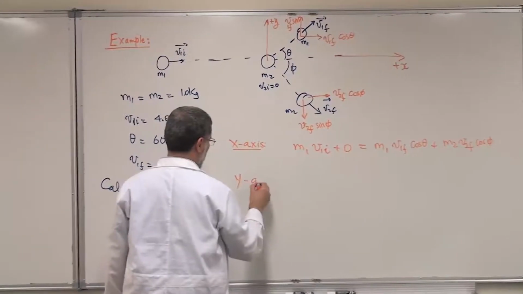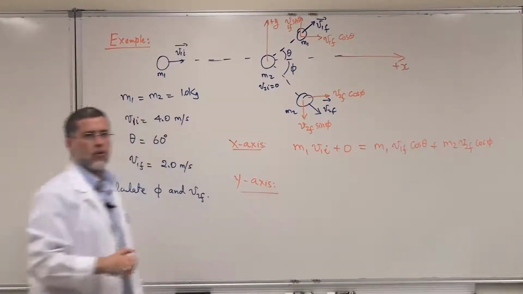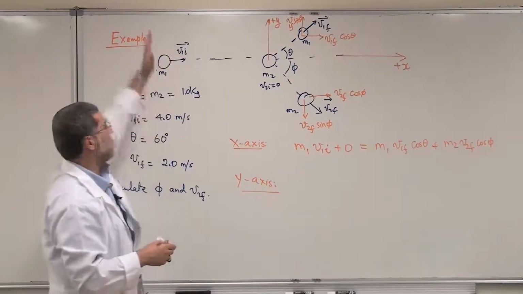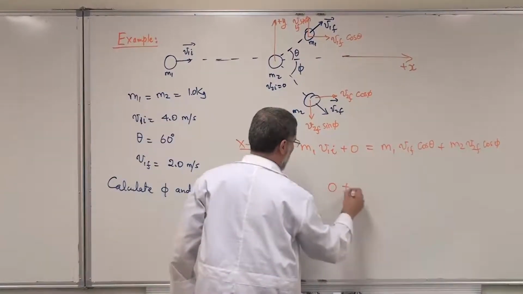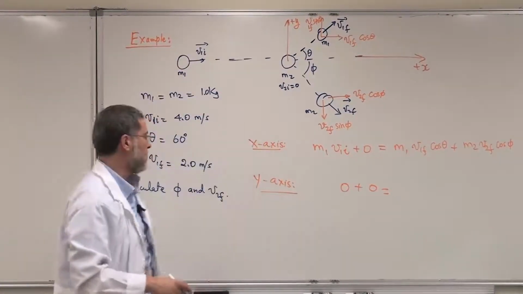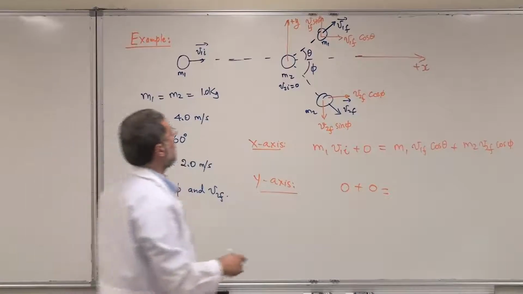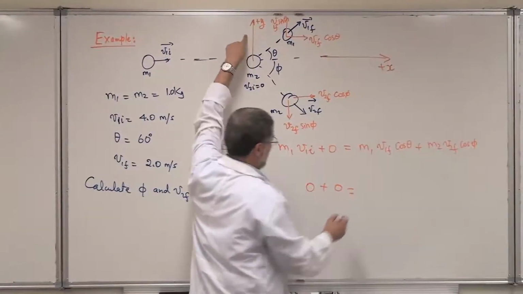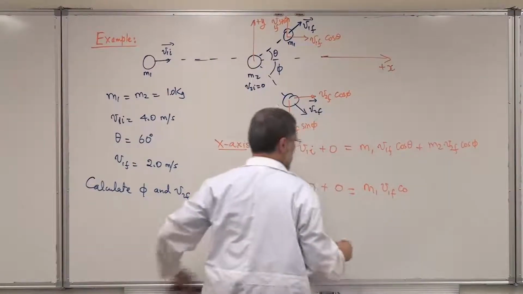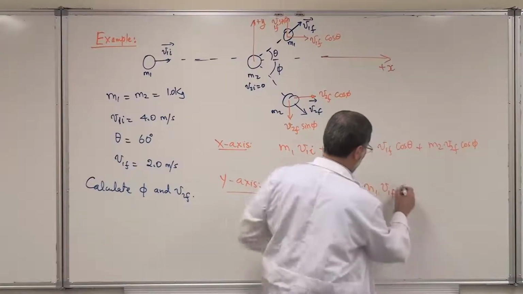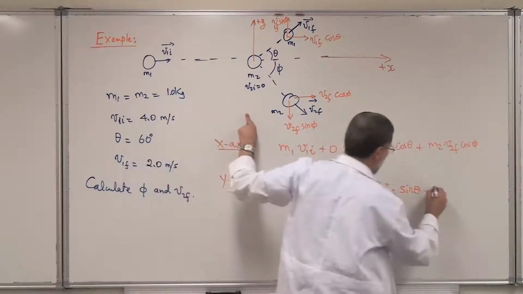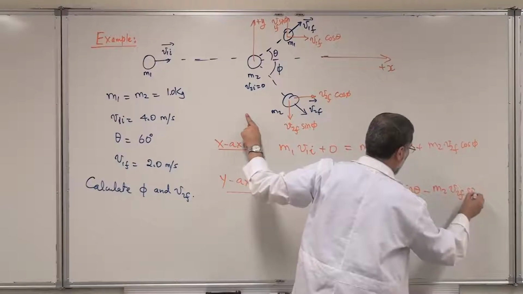Let's go to the y-axis and write a similar equation. Along the y-axis before the collision, you can see there's nothing along the y-axis. So 0 plus 0. m1 doesn't have any velocity on the y-axis, and m2 is at rest. Okay, let's go to after the collision. m1 is going in this direction, so m1 v1 final sine theta, right? Minus, you see here it is down, minus m2 v2 final sine phi.